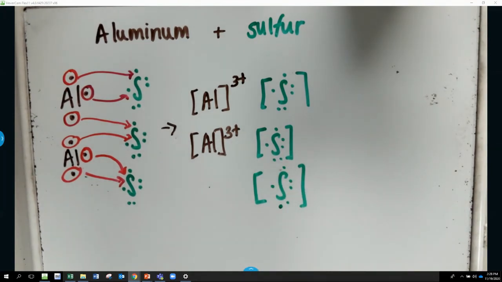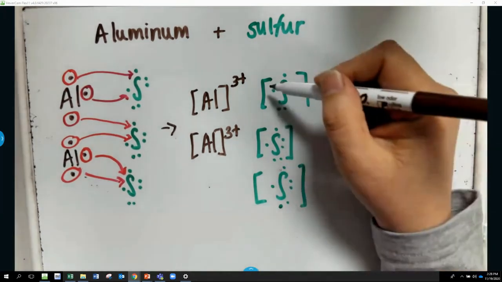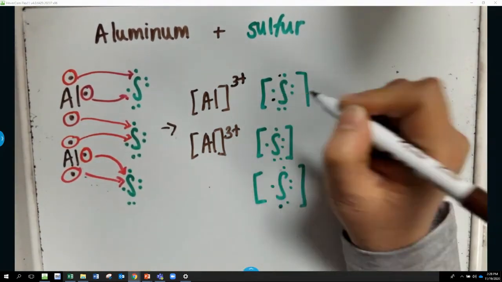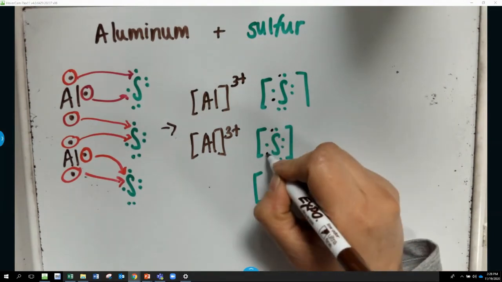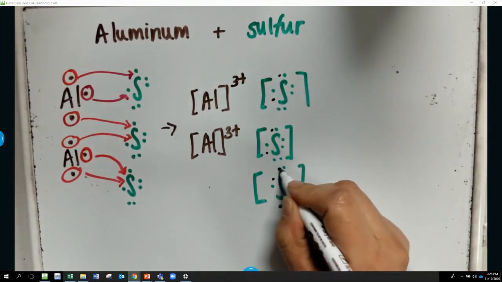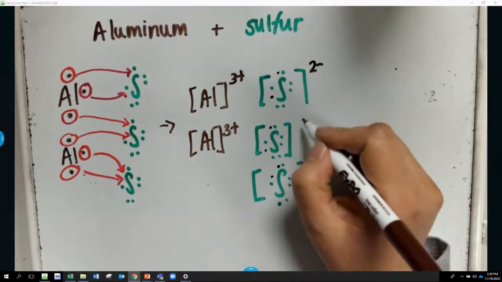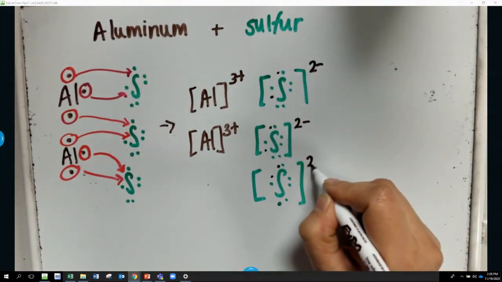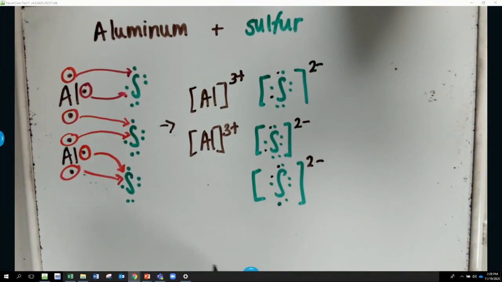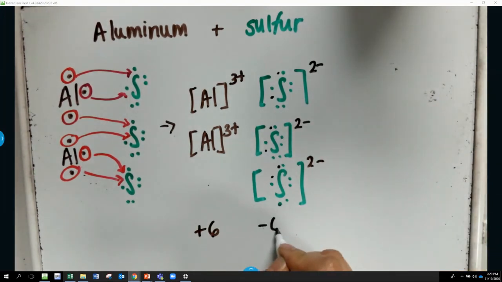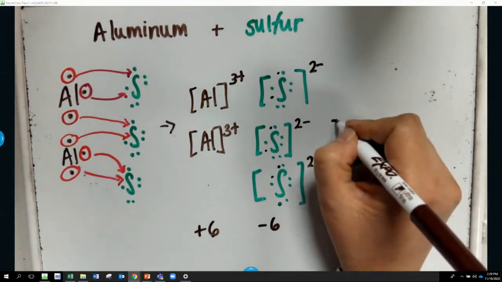Six. Okay? But this sulfur here received an electron up here from aluminum and one here. This one received one here and one here. This one received one here and one here. Here it received 2 electrons. That's a -2. That's a -2. That's a -2. So what we have on this side is a +6. What we have on this side is 2 + 2 + 2, it's a -6. Overall neutral.